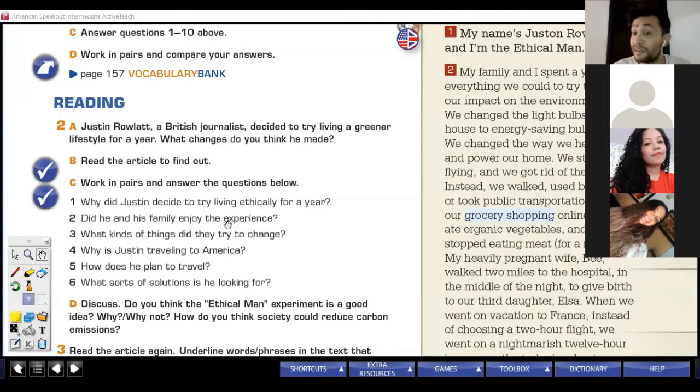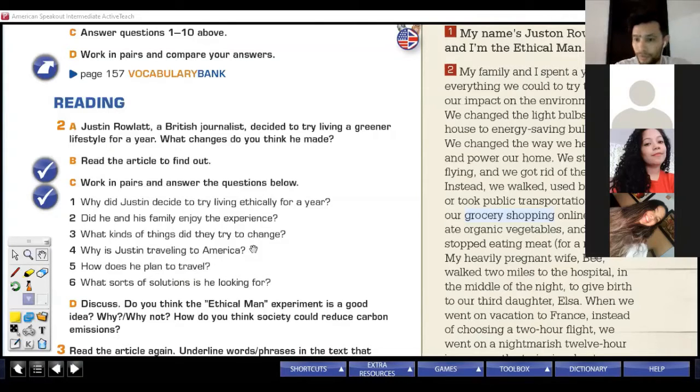Well, maybe they did because they went through all of this for a year, right? So they say they did. Actually, in the text, it doesn't say, yes, we enjoyed it. But taking into account all the things that he did, you can say that he enjoyed it and his family also enjoyed it, right? So let's move on to number three. What kinds of things did they try to change?